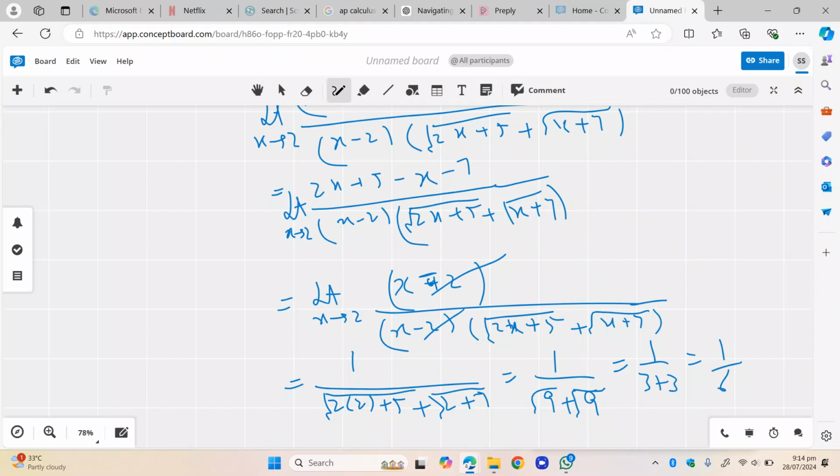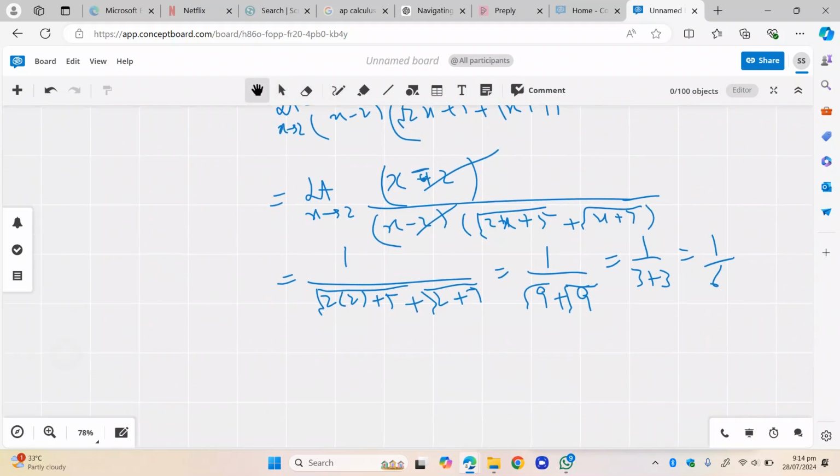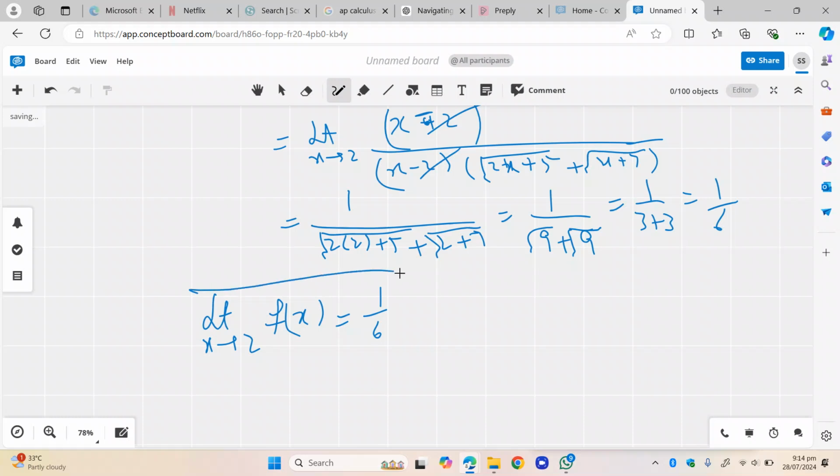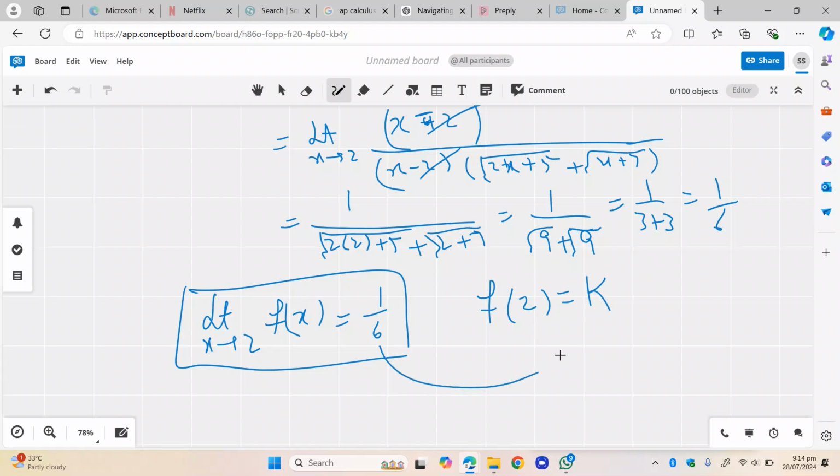And we already found that f of 2 is equal to k. So we have the limit as x tends to 2 of f of x is equal to 1 over 6. That is one situation, and then we have f of 2 is equal to k. So now we can compare them, these are equal, so k is equal to 1 over 6. So I hope it is clear to you.